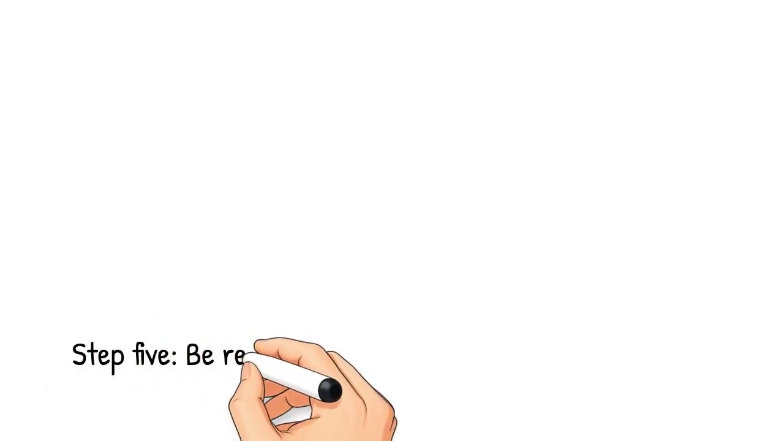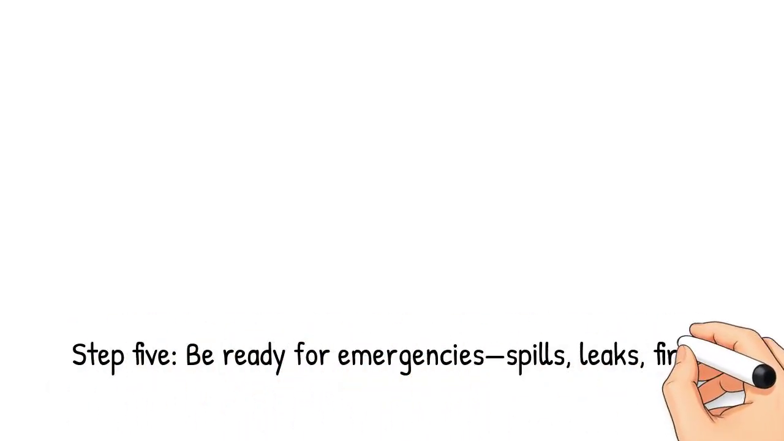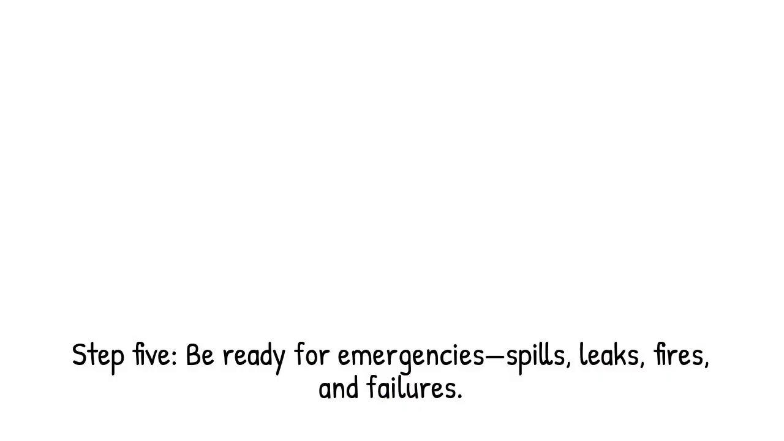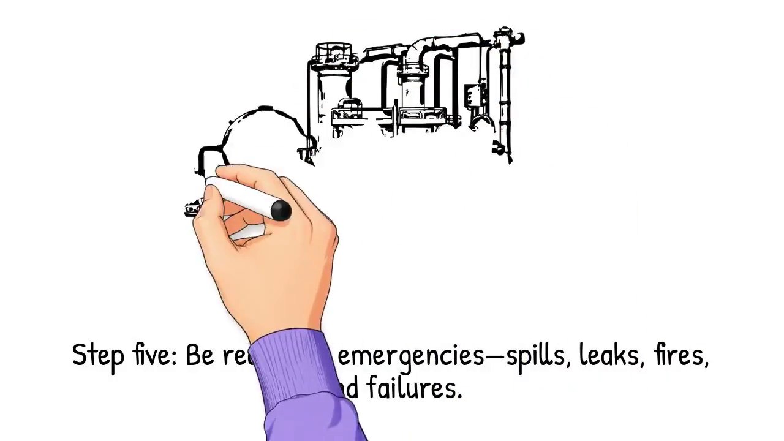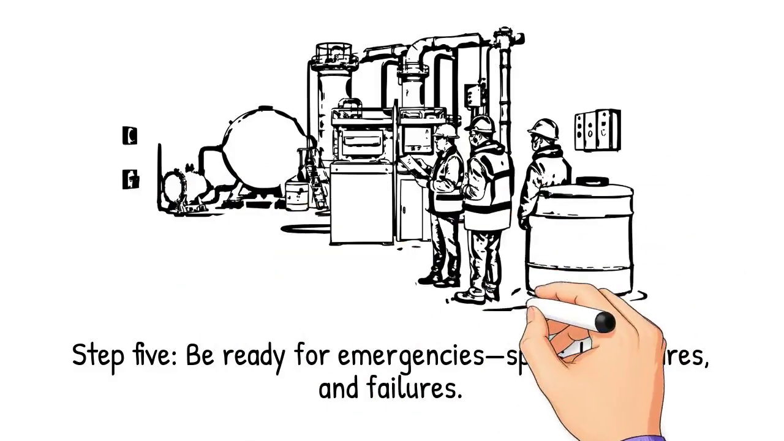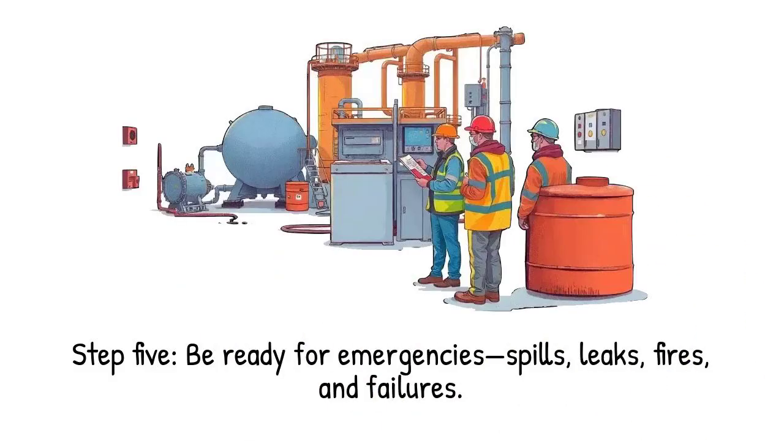The fifth step is emergency preparedness. Significant aspects often include emergency risks, so organizations must prepare for spills, leaks, fires, and equipment failures. This includes emergency plans, drills, spill kits, alarms, and communication procedures. Preparedness reduces impact severity dramatically.